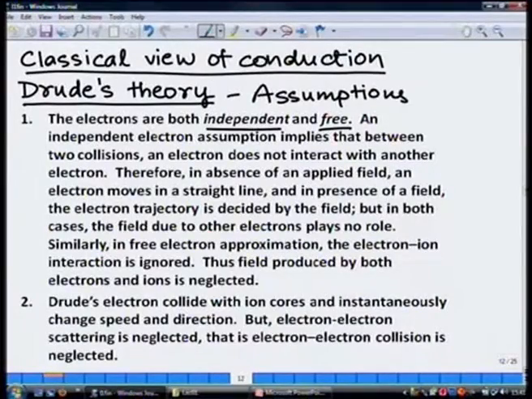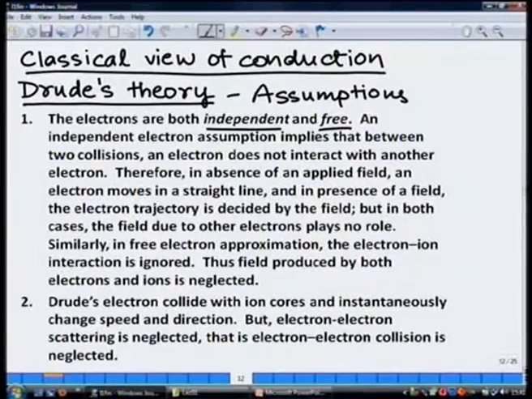So, this collision and then the emergence of the electron out of this collision provides really the damping, that gamma factor in Drude theory, so that the velocity does not continuously increase. An independent electron assumption implies that between two collisions, that means the electron comes and collides with one ion, emerges out of it, and then collides with another ion. Between these two collisions, an electron does not interact with another electron. Independent electron means that there is no electron-electron interaction.